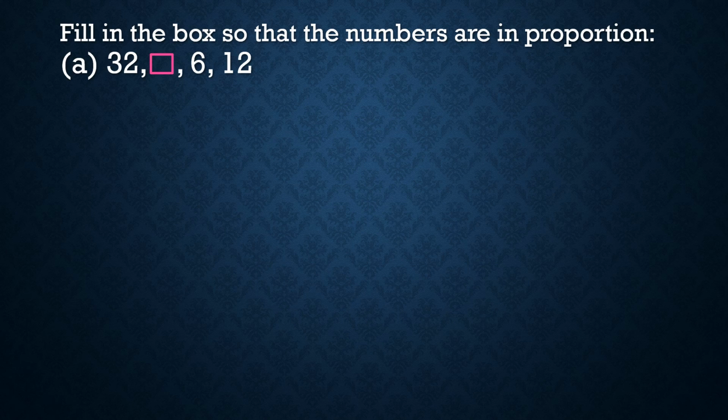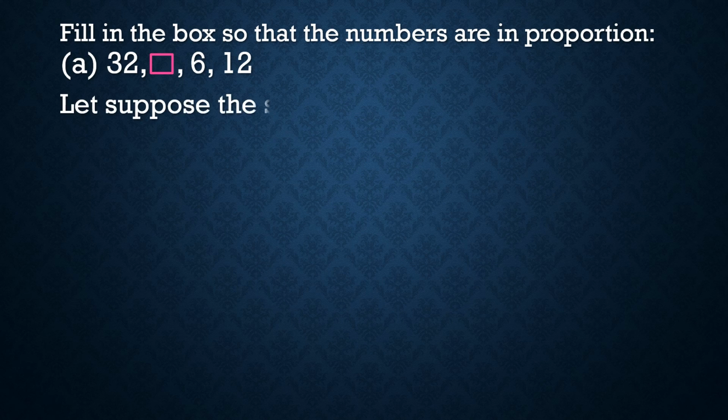Fill in the box so that the numbers are in proportion. Question number A. 32, box, 6 and 12. That means we have to find out the second term. And we know that if 3 out of 4 terms of a proportion are given, we can find the fourth term by dividing the product of means by the remaining term.